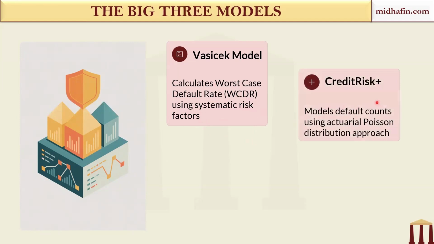Then you have CreditRisk+. Now, this is more actuarial in style. It uses a Poisson distribution approach, and we'll see the details subsequently in the later slides, much like insurance claims modeling. It is quite efficient. It works well for large portfolios, and it provides a good balance between the Vasicek and CreditMetrics.